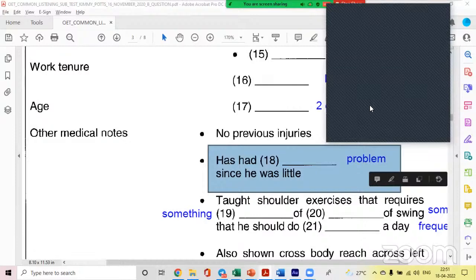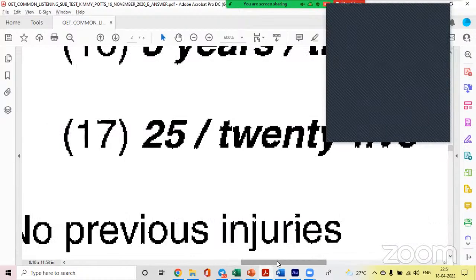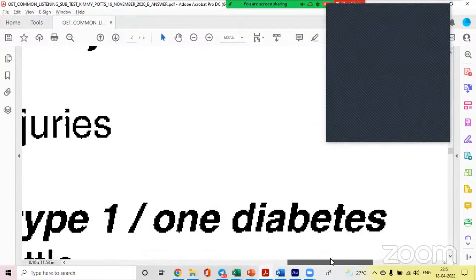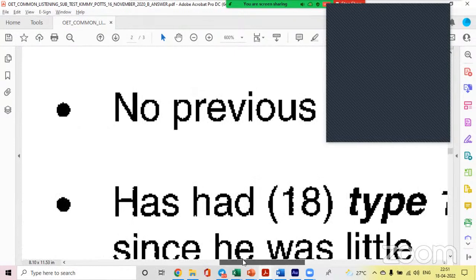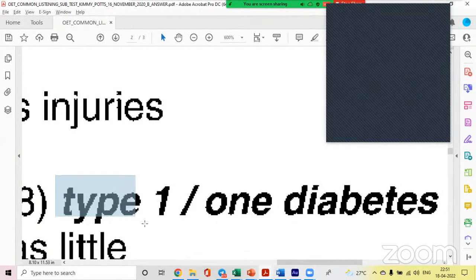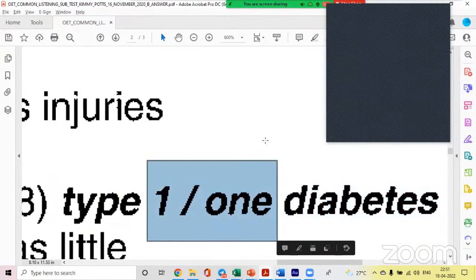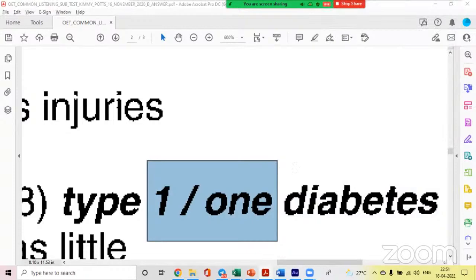So, diabetes mellitus, type 1 diabetes. Okay. The answer is type 1 diabetes. Okay, if you write mellitus also, no problem. Type 1 diabetes, that is what you heard. This one or this one, any one is enough. So type 1 diabetes, mellitus, okay. If you don't write it, okay. If you write it, it's okay. Then next one.